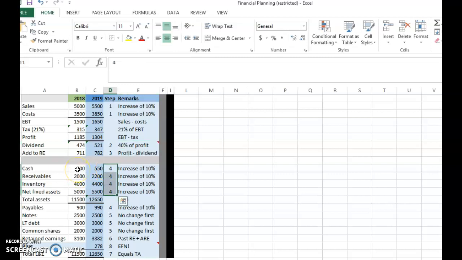All these asset items increase by the same rate as the increase in sales. Therefore, cash increases by 10% to 550. That is 500 multiplied by 1 plus 10%. Receivables also increases by 10% to 2,200. Inventory also increases by 10% to 4,400. And then net fixed assets increases by 10% to 5,500. Total assets increases by 10% to 12,650.